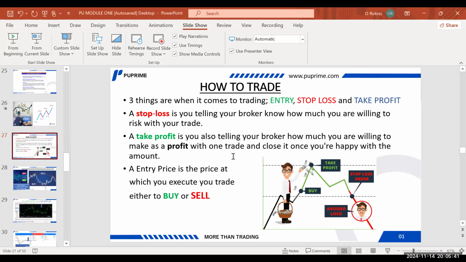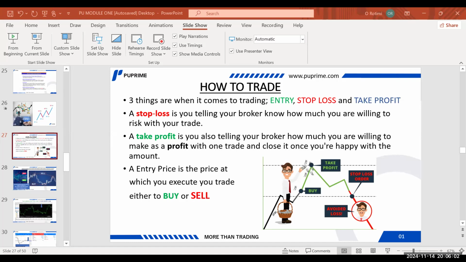So what is entry price? The entry price is the price at which you are executing a trade. It's the price at which you are entering the market to execute a trade. So when you want to place a buy trade, for example, there is a specific price at which you are entering the market when you place that buy trade.